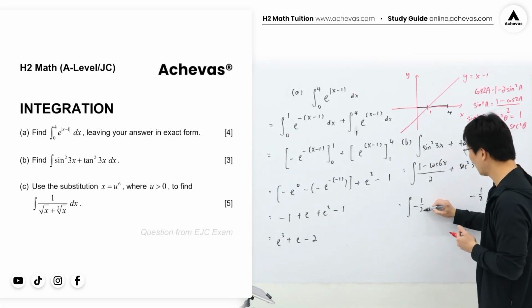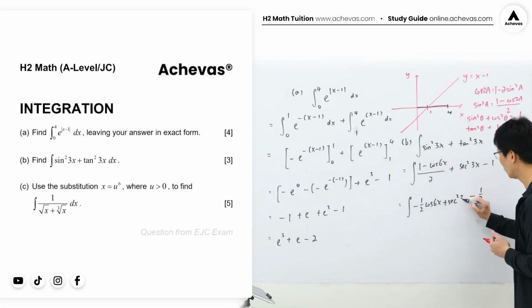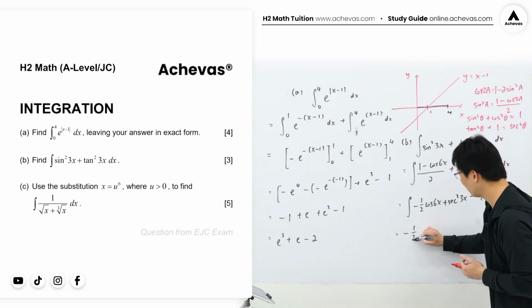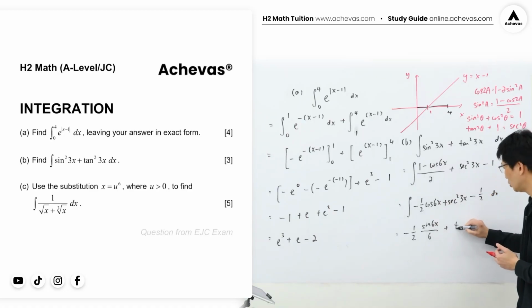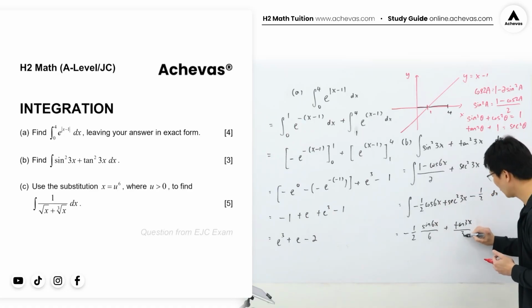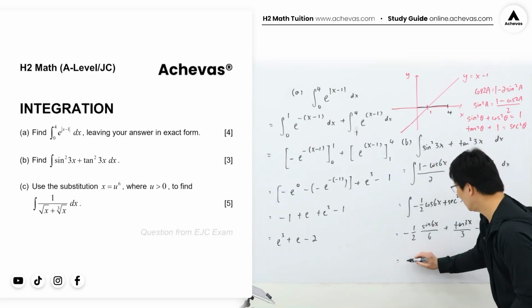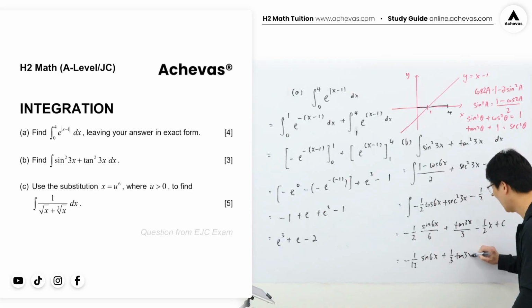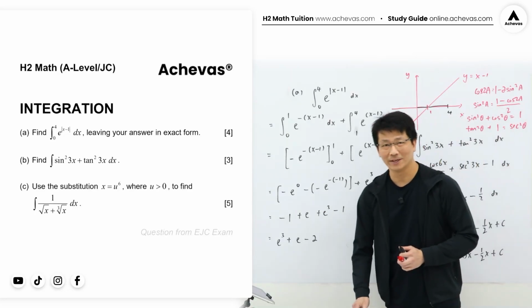This is a minus half cosine 6x, and this is a plus secant squared 3x dx. So after we integrate, I will get minus half sine 6x over 6, and this will give me a tangent 3x over 3 minus half x plus c. Just rearranging it, we have minus 1 over 12 sine 6x plus 1/3 tangent 3x minus half x plus c. So this will be the answer for part B.